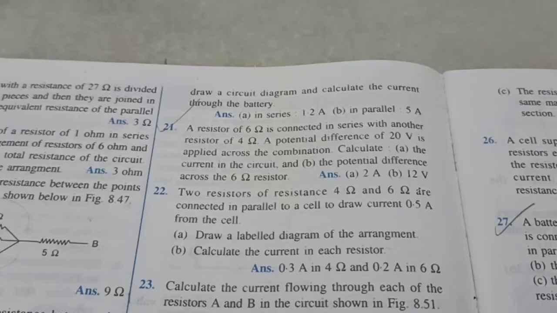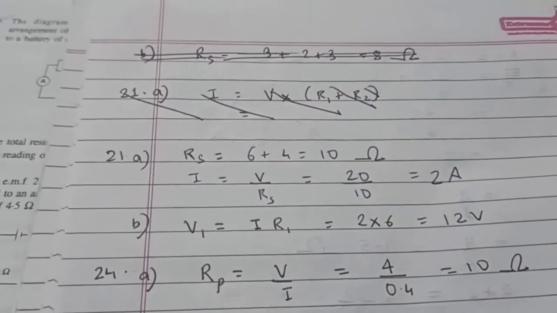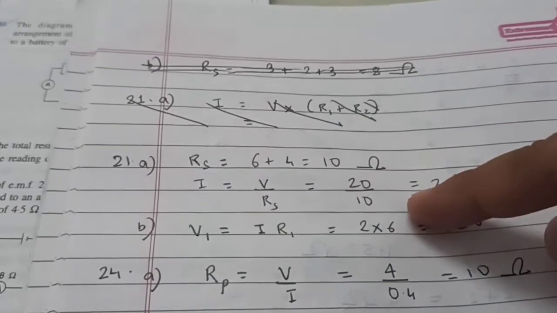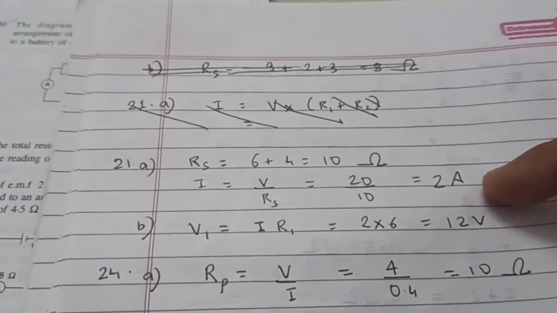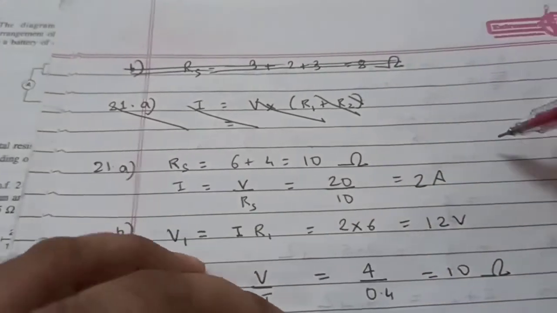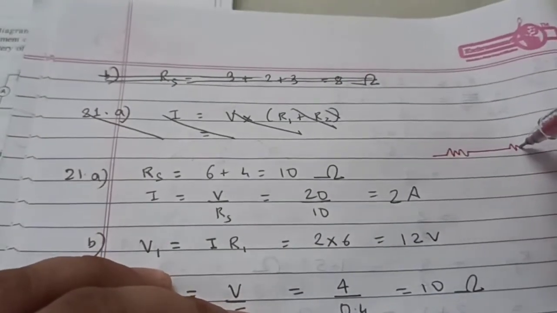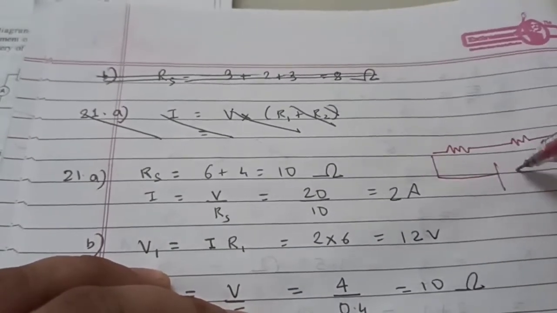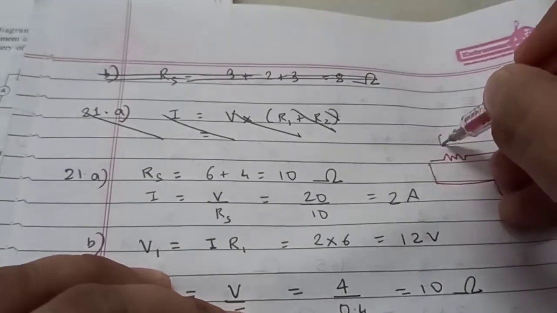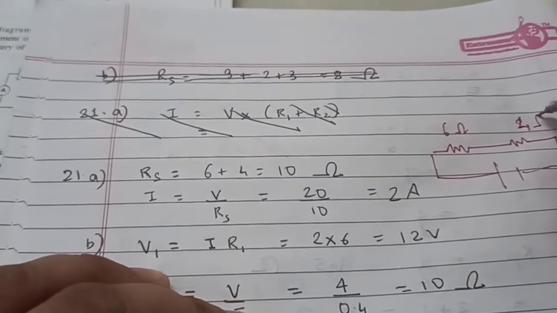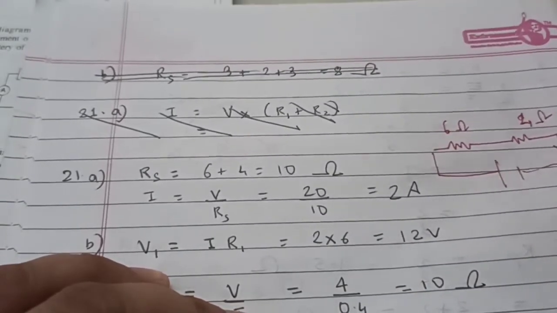So what's the total resistance in this sum? 10 ohms, yes. So you may wish to first find the total resistance separately and then substitute in the formula to get the current as 2 ampere. 2 ampere is the current. So let me draw the circuit for you. Here we go. We've got 6 ohm here, 4 ohm here, and the total current is 2 ampere.